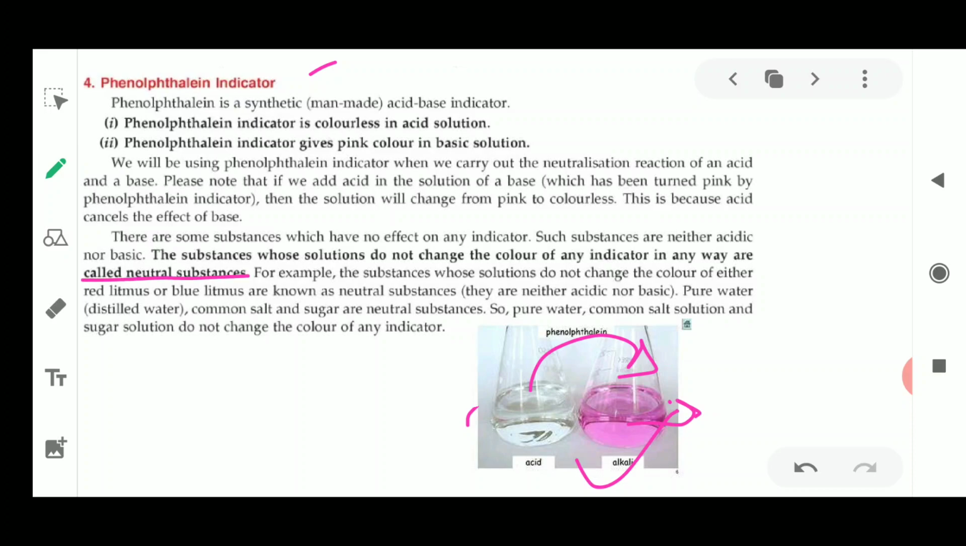Now the pure water or the distilled water, the common salt, sugar, all these are neutral substances. So when pure water or common salt solution is added to any of these indicators, there will be no color change. Okay, so this was about phenolphthalein. This is a synthetic indicator.